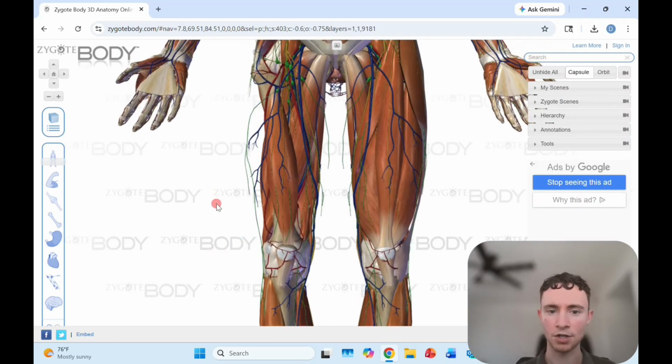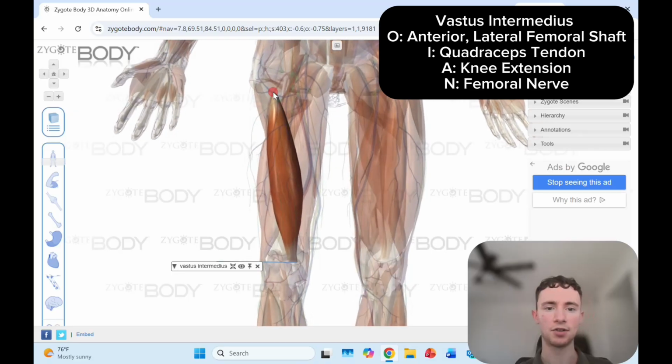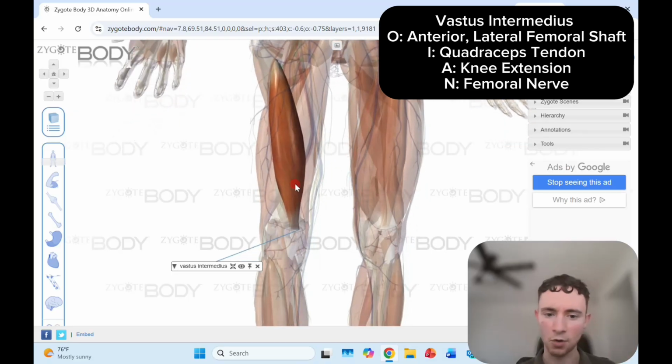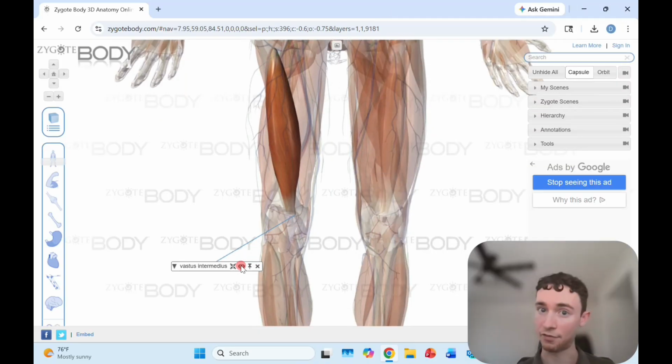And then our last of the quadricep muscles is our vastus intermedius right here. The vastus intermedius again starts on the anterior lateral aspect of the femur, and then comes down to attach to the common quad tendon, again to the patella, to the tibial tuberosity, crossing the knee joint to produce knee extension. Again, innervated by the femoral nerve.